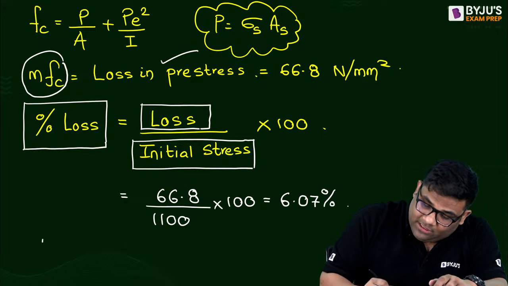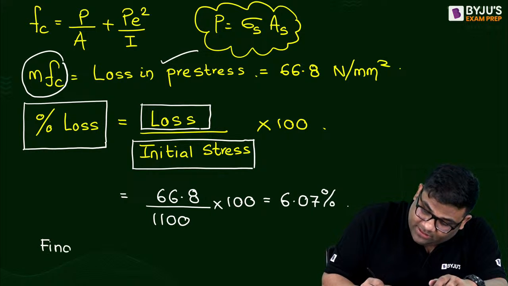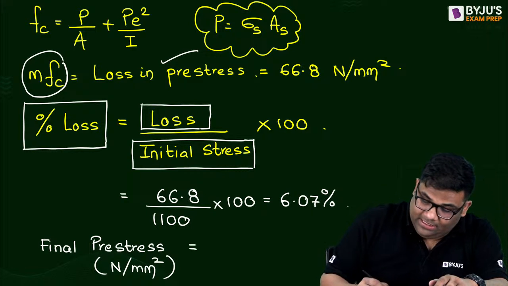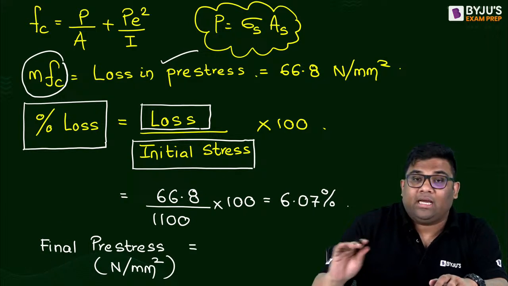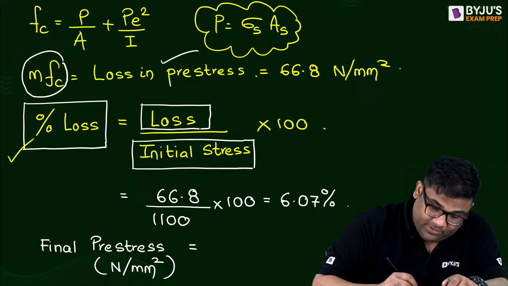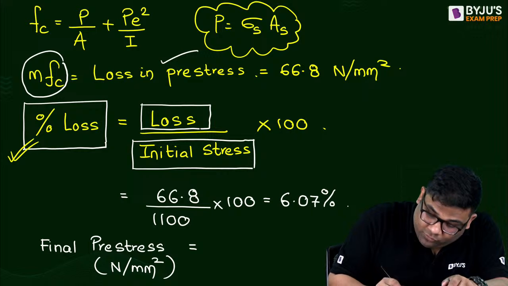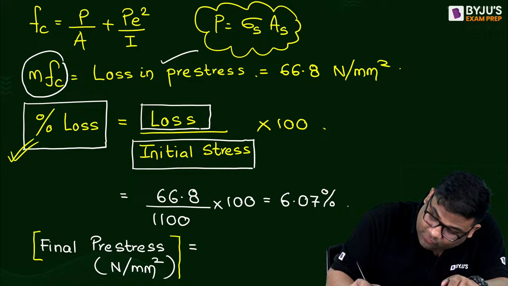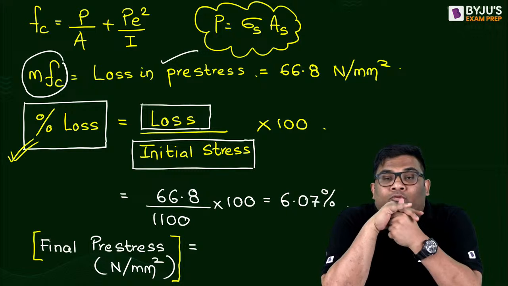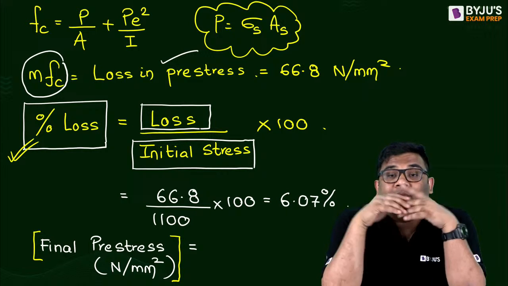Now suppose I am asking you what is the final pre-stress in Newton per mm square, can somebody give me? It is not asked in the question, the question was on percentage, we calculated the percentage, great. But if I ask you what the final pre-stress is, what will the answer be?